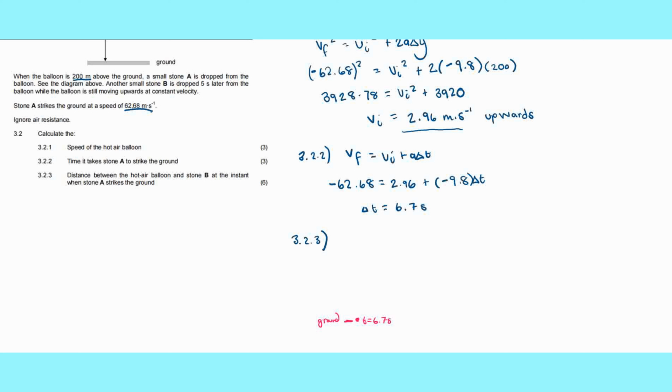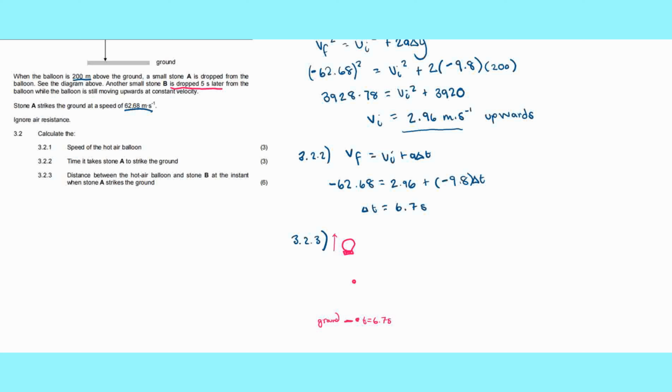The hot air balloon continues moving upwards at constant velocity, right, after stone A has been dropped from the hot air balloon. The hot air balloon will continue moving upwards. 5 seconds after stone A is dropped, so this was given in the problem statement, stone B was dropped from the hot air balloon.